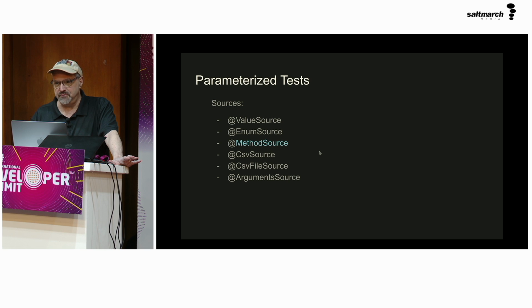Method source is my favorite. Method source says, call this static method. You give it the name of a method. It takes no arguments. It returns something Java knows how to iterate over. A list, an iterable, really, a stream, a collection, an array, or an iterator. And it will iterate over it for you.